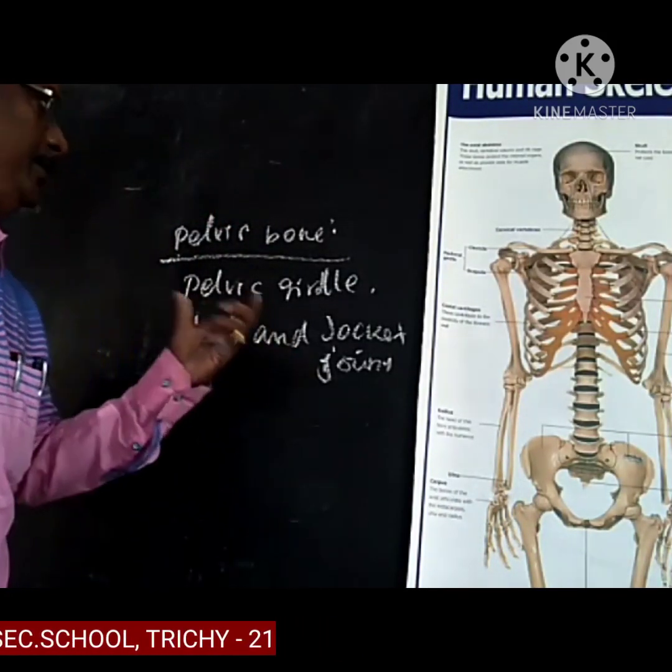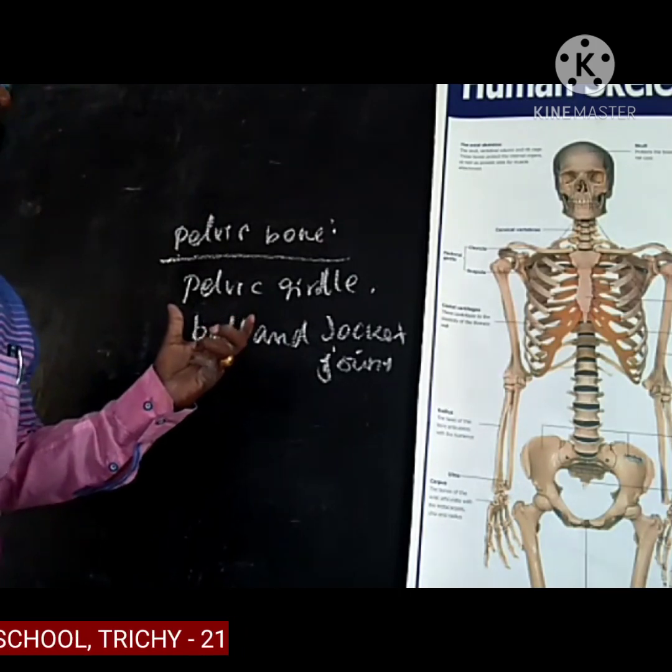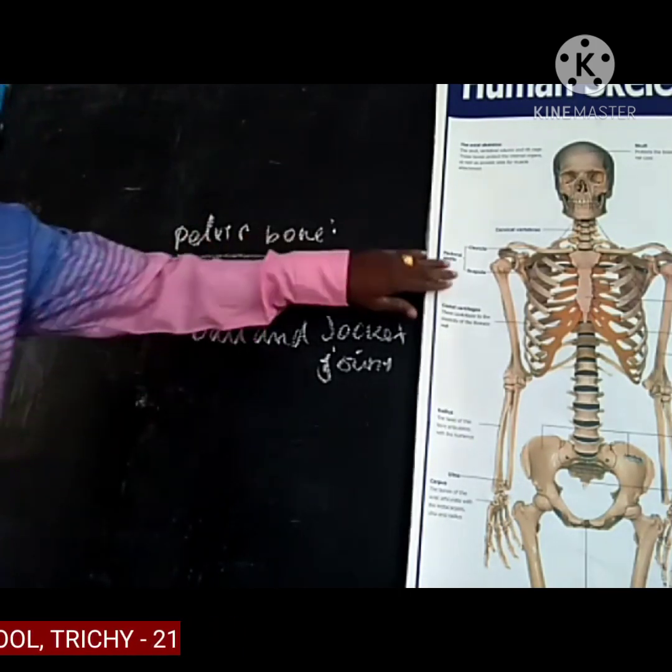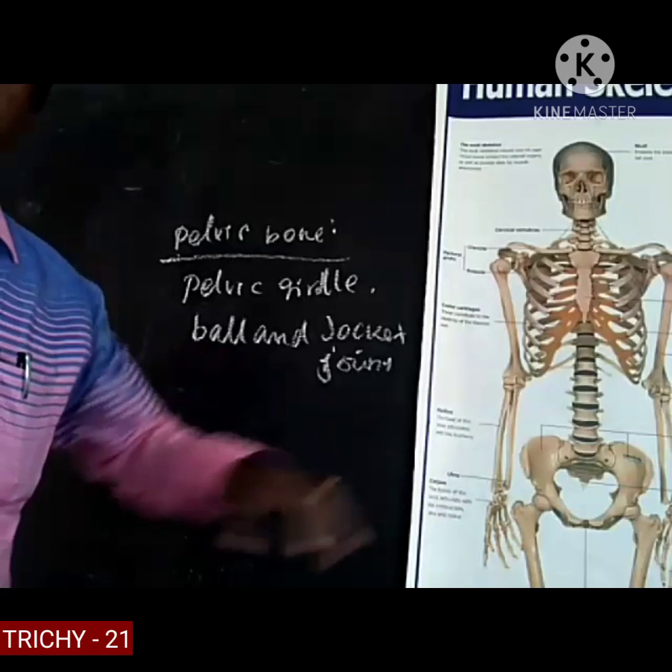In the appendicular region, there are two important girdles: one is the pectoral girdle, and the other is the pelvic girdle.